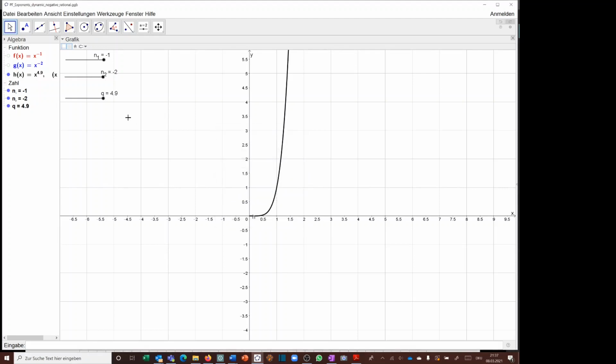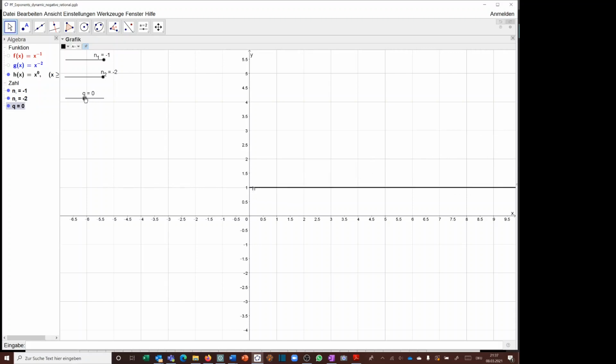Here we see the exponent q being 4.9, so larger than 1. We have half a parabola, and now we let the q get smaller and smaller, and we see the parabola becomes flatter and flatter. When q is 1, what we get is just a straight line, namely y equals x to the power of 1, so y equals x, which is the angular bisector. When q becomes smaller, between 0 and 1, we get a root function, as we know.